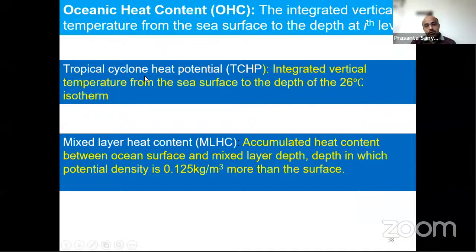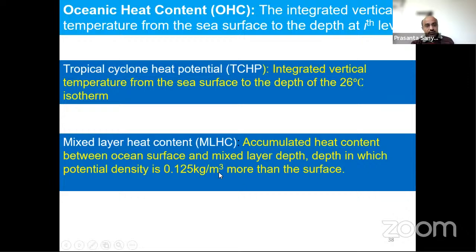To understand that, we have considered the ocean temperature, and towards that we have used two different indices. One is the tropical cyclone heat potential, because as you know, for the monsoonal rainfall, it is the cyclone which brings the rain to the land. We have calculated the tropical cyclone heat potential in the Bay of Bengal for a designated area. And we have also calculated the mixed layer heat content. When I say mixed layer, it means the depth at which the potential density is 0.0125 kg per meter cube more than the surface.